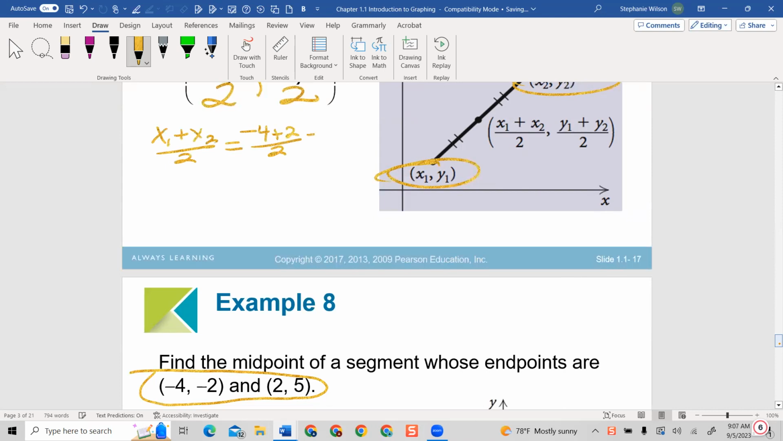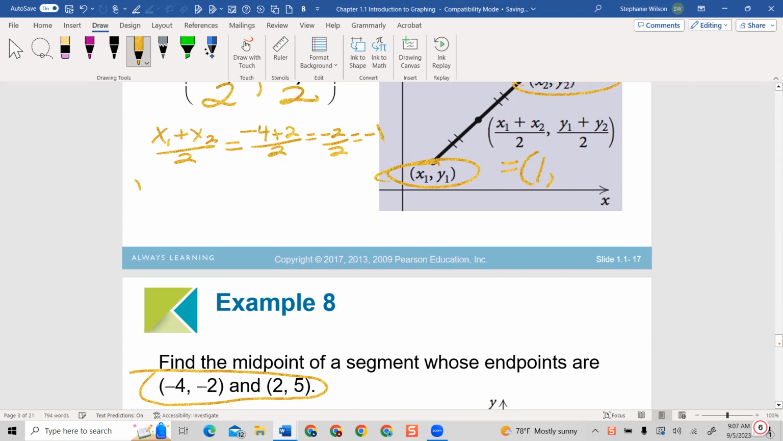My x from the first ordered pair is -4, and plus my x from the second ordered pair is 2. -4 plus 2. It's like saying you're in the hole $4, you deposit 2, so you're now in the hole $2. Then we divide -2 by 2. Positive and negative in division becomes negative. 2 goes into 2 once. So now I know my first coordinate in this ordered pair is -1.